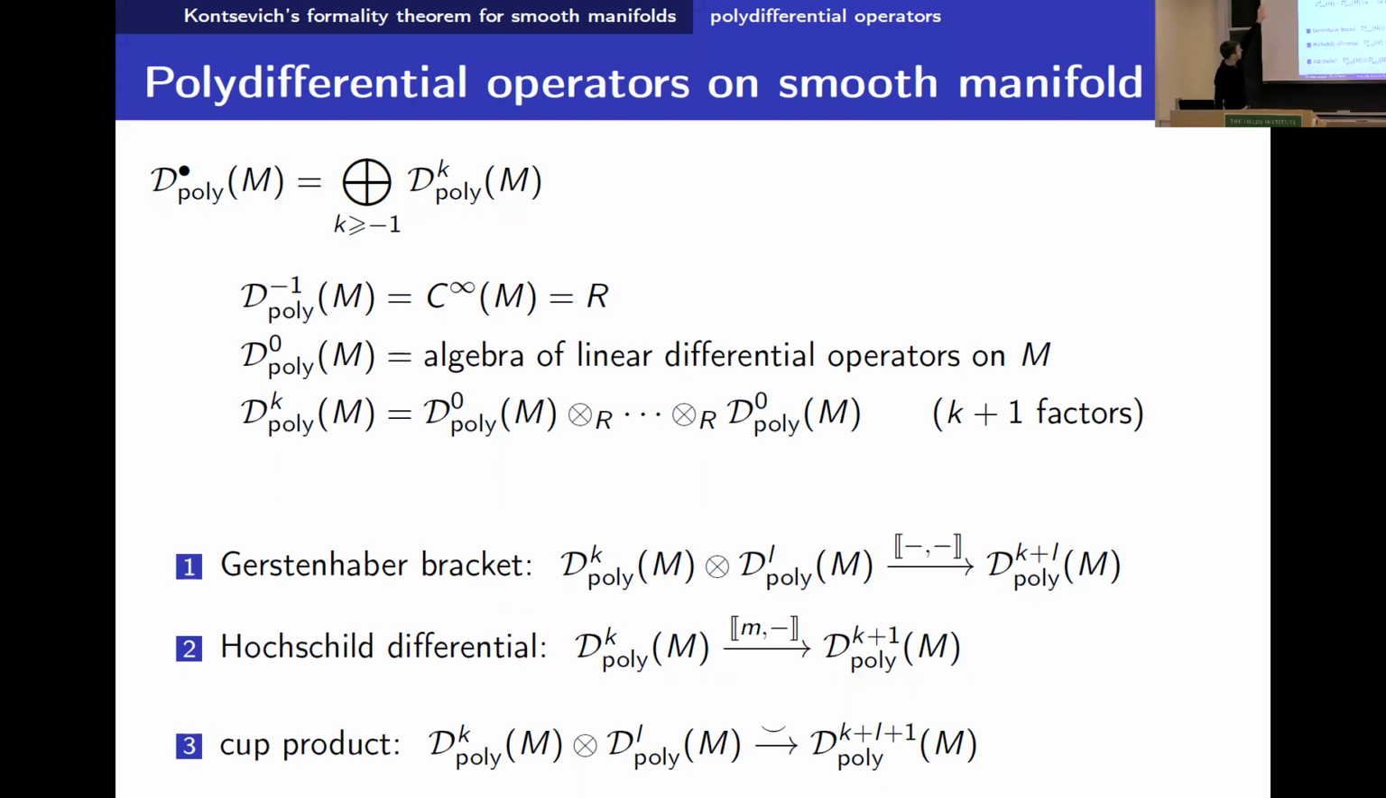So this graded space D poly is also endowed with three natural algebraic structures. First, we have the Gerstenhaber bracket, which is an operation of degree zero. Essentially, you can see it as the Lie bracket of vector fields, as a commutator of derivations. Polydifferential operators are like derivations, except that you have k inputs, one output. So if you have a k-differential operator and an l-differential operator, you can also commute them. You can apply one and then the other, minus the other followed by the one.